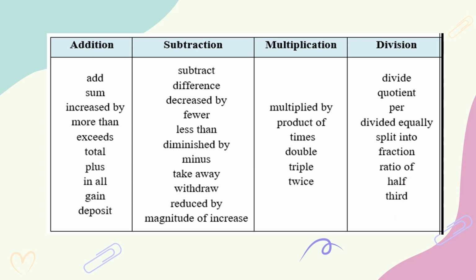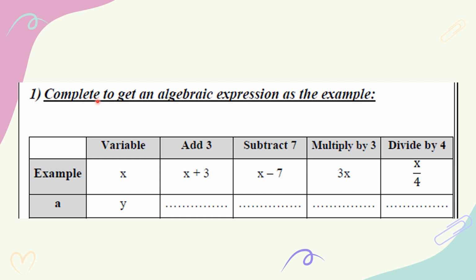In division, we have divided, quotient, pair, divided equally, split into, fractions, ratio of, half, which means divided by 2, third, which means divided by 3. Complete to get an algebraic expression as in the example. We have here in the example x, which is the variable. Let's add it to 3, so it will be x plus 3.